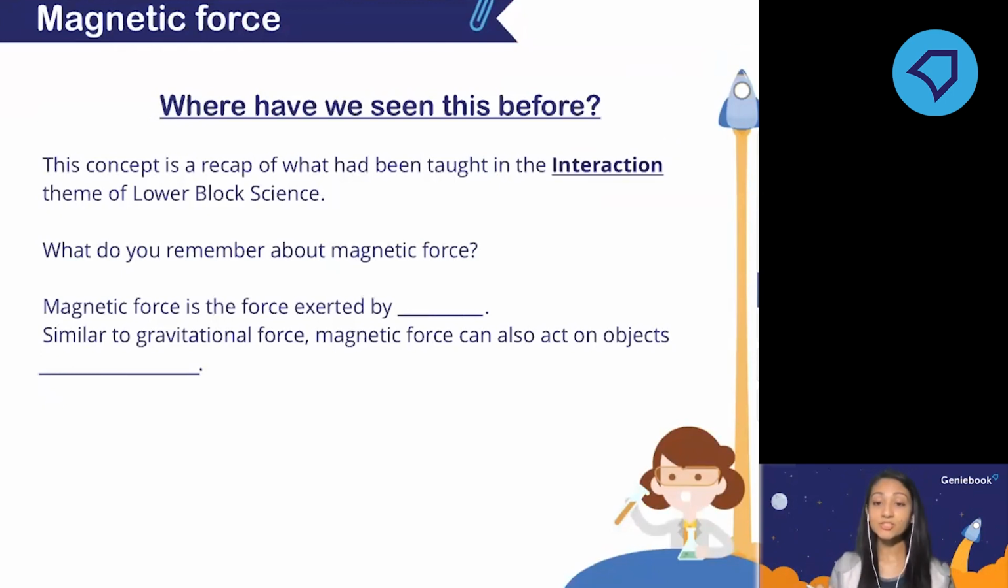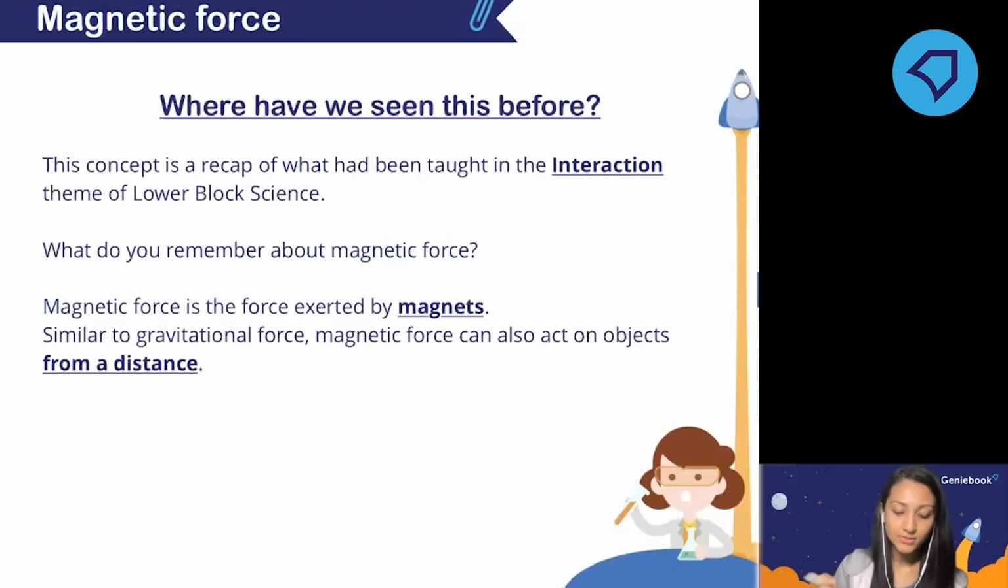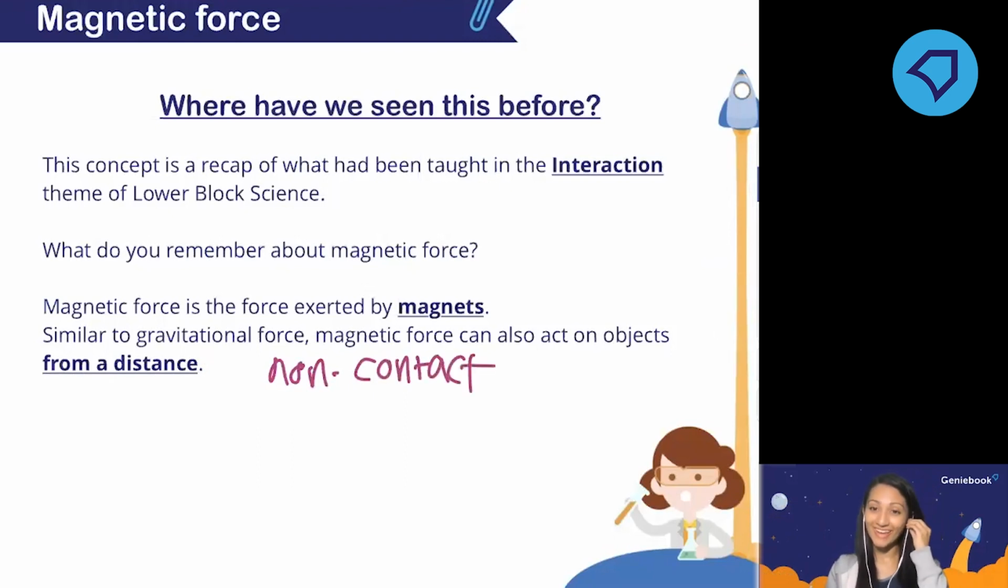That is interactions. Okay, so magnetic force is the force exerted by, like the magnetic force is exerted by what? The second blank. Valerie said by the magnet. Good. Similar to gravitational force, magnetic force can also act on an object from a what? It can act on an object from far, from a distance. In other words, we say that it is a type of non-contact force. Yes, very good.